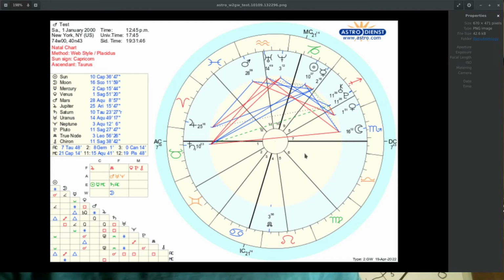Okay, so let's start with some obvious things, or what you could consider to be obvious. Sun is in Capricorn. It even tells you that right here. Ascendant in Taurus. Moon in Scorpio.